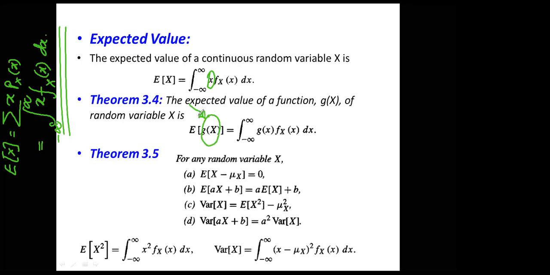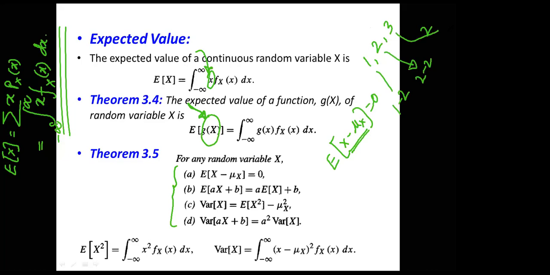GX is the function of a random variable. So this is the X value, and this is the function of a random variable. For any random variable X, these are also true. How is it true? Look at that. First one: expected value of X minus mu X equals 0. This is the deviation from the mean. Let's take a sample example: 1, 2, and 3. These are 3 samples. What is the mean of these values? 2. So X minus mu X becomes 1 minus 2, 2 minus 2, 3 minus 2, and that is actually minus 1, 0, 1.